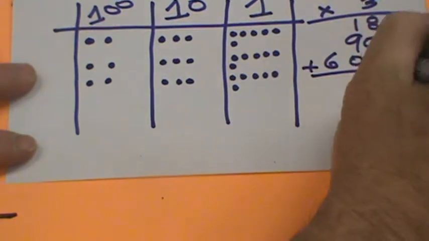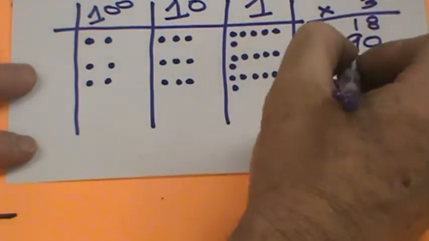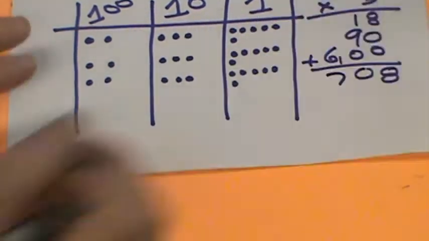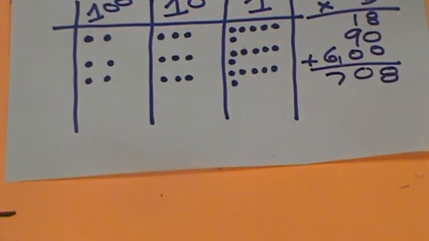8 plus 0 plus 0, 8. 9 plus 1 plus 0, 10. 6 plus 1, 7. So it looks like it's going to be 708, but we're going to look to the place value chart to make sure it's all correct. Okay, it looks like we got to do a little regrouping.